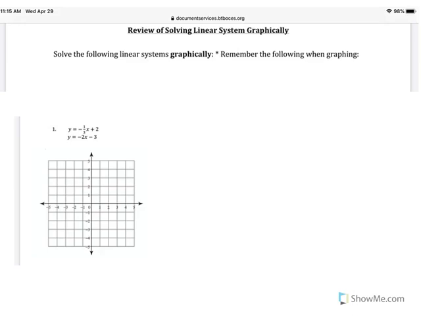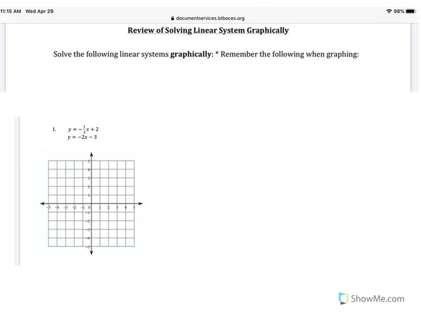Hey guys, today we're going to review how to solve linear systems graphically. Now we've already done this, but I talked to Mr. Williams and he gave me some ideas of what to go over at the end of the school year so that you guys are better prepared for geometry or foundations of geometry, depending on what course you take next year.